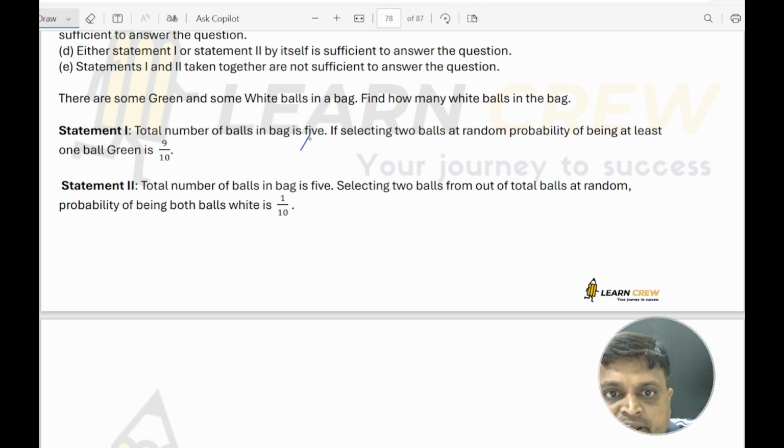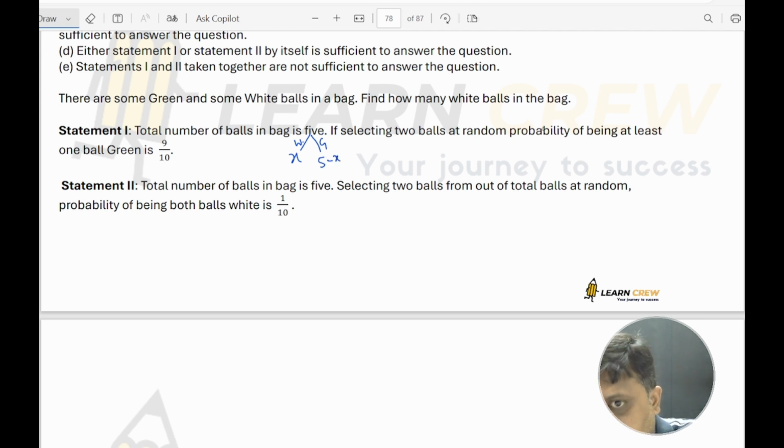So some are white balls, some are green balls. If white balls are X, then green balls are... See, there are some green and some white balls in the bag. How many white balls are there in the bag? Total number of balls in the bag is 5. Total is 5 means X are white, 5 minus X are green.